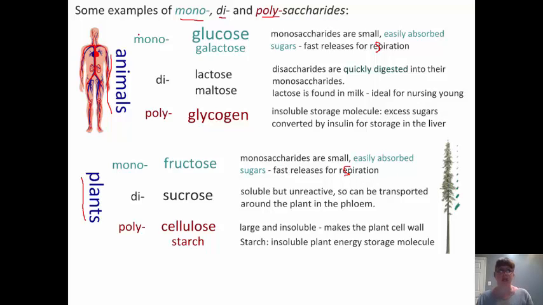The next category we have are disaccharides. Di means two, so these are sugars made of two sugars. So lactose and maltose. Disaccharides are really important because they're quickly digested into monosaccharides. That bond can be quickly broken. Lactose is what is found in milk, so it is a very ideal sugar for nursing young because it is a disaccharide and that bond can be broken very speedily.